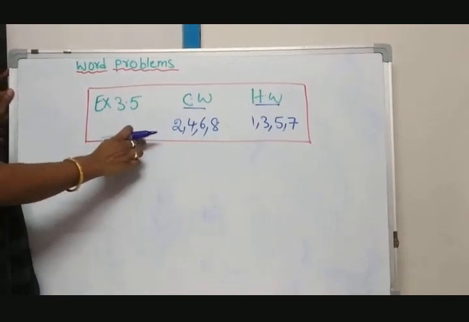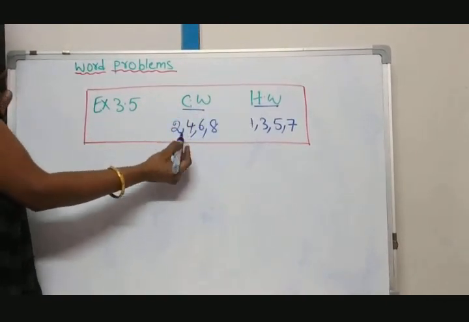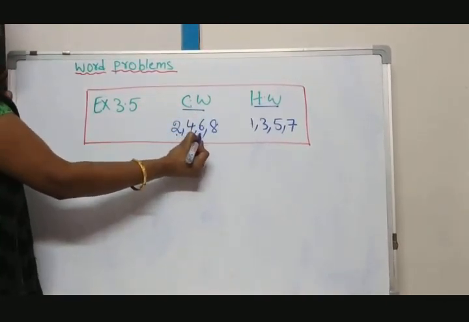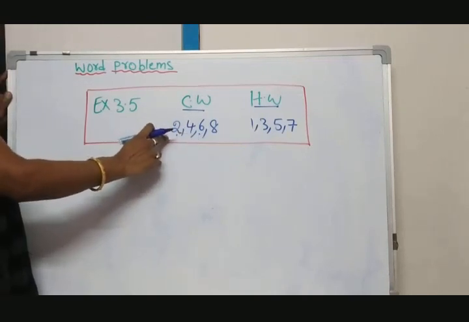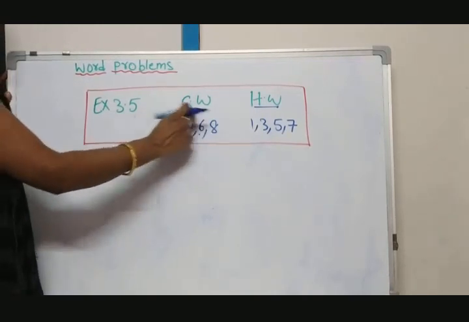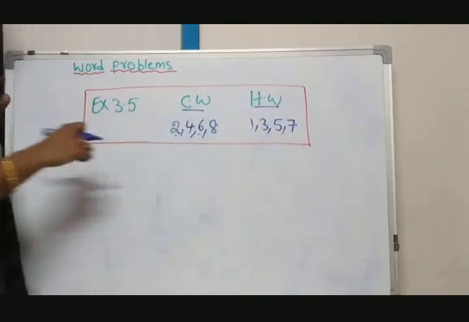Please note down the classwork and homework sums. I already explained sums 2 and 6. So do 2, 4, 6, 8 as classwork, and 1, 3, 5, 7 sums in the homework book.